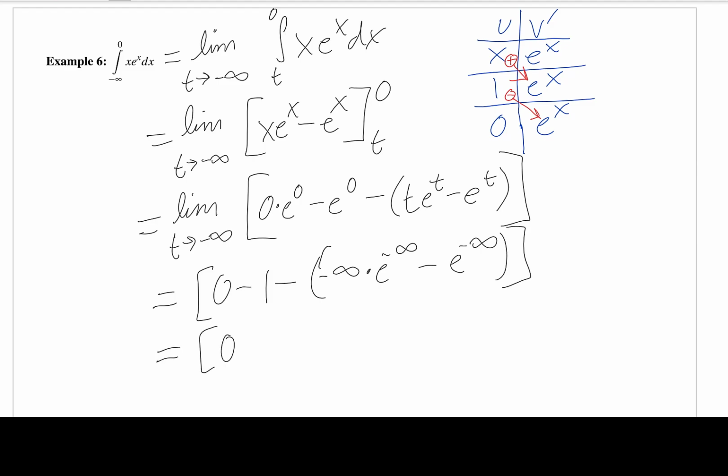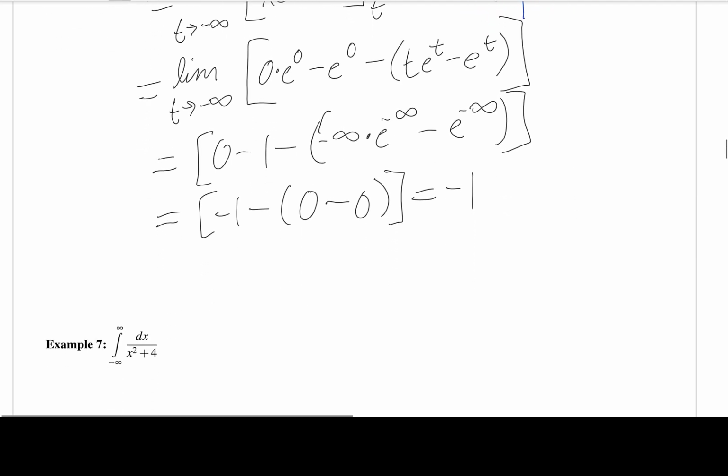So this is negative 1 minus, let's see, negative infinity times e to the negative infinity. Well, e to the negative infinity is 0, so this is negative infinity times 0, which is 0, minus e to the negative infinity is 0, so we should get zeros inside here. And so our answer is negative 1.